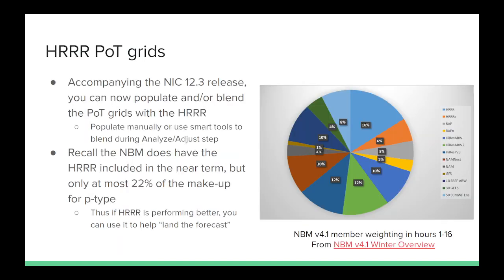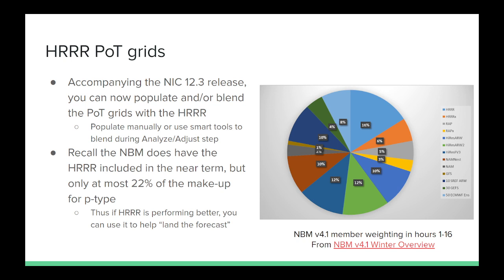Talking about POP grids, with the NIC 12.3 release, there was an addition for some HRRR POP grids. And you can populate those right into your forecast database or blend them using smart tools, outside of ForecastBuilder. This was done to help better land the forecast. I did put on here what the MBM version 4.1 has for all its components in that nearer term.